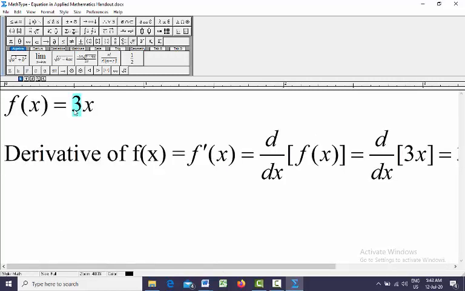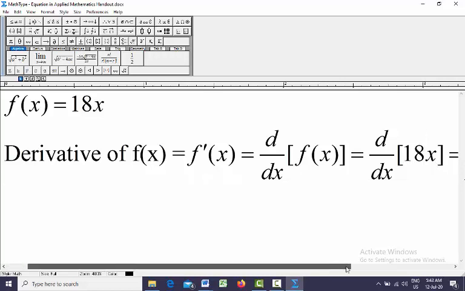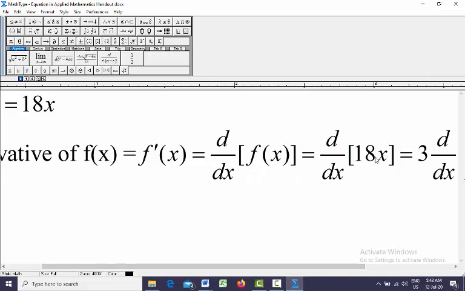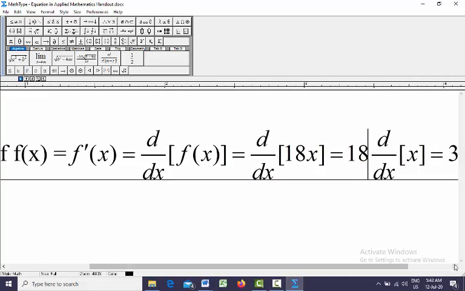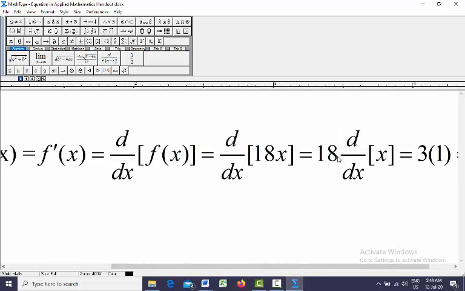if you have 18x here, and you want to do differentiation of 18x, in that case this 18 is in multiplication with x, so this 18 is the coefficient of x. So you need to bring this 18 outside.